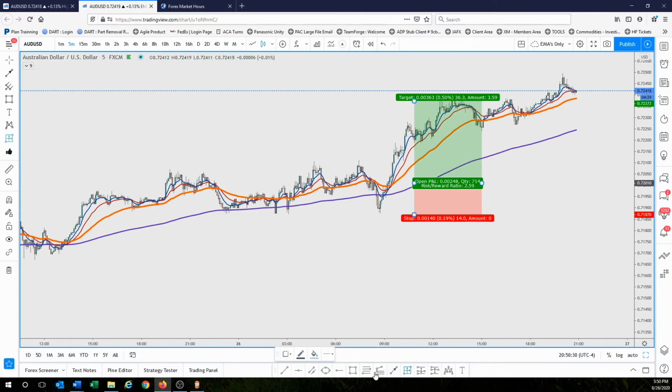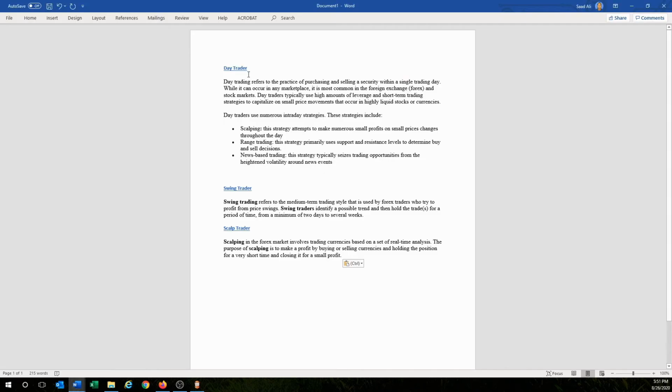And let's see how long of a trade this was. This was from here to, say, about here. That was 4 hours and 10 minutes, right? So a short-term trade. Okay, so let's go back to the document. So day trading, we just talked about. Swing trading we'll talk about next. Scalping, let's just read it because I showed you an example of scalping.